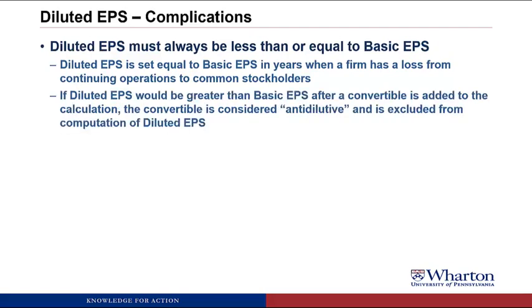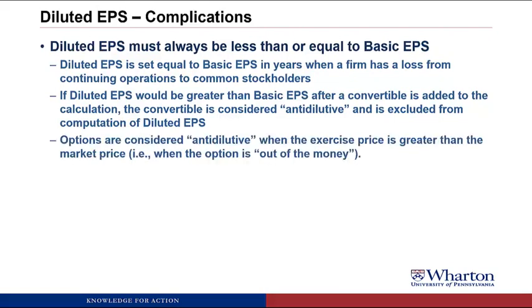If diluted EPS would be greater than basic EPS after convertible is added to the calculation, the convertible is considered anti-dilutive and excluded from the computation. So sometimes, depending on the conversion details and the interest rate, you could actually have the effect of the interest expense dominate the effect of the extra shares and actually have diluted EPS go up. So to prevent that from happening, we would just ignore that convertible debt if it was anti-dilutive, if it would cause diluted EPS to rise above basic EPS.